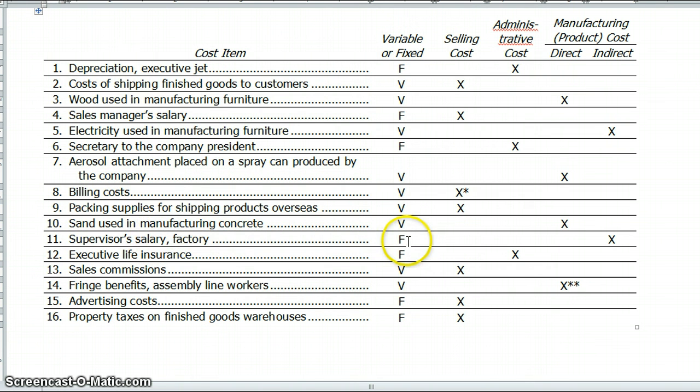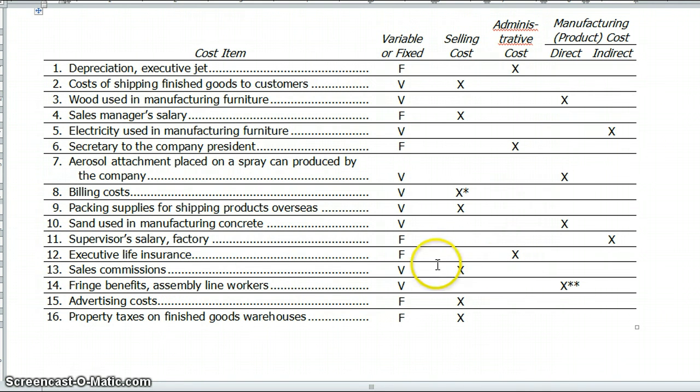Number 11, supervisor's salary in a factory, would be fixed. The salary, fixed, would be an indirect manufacturing cost. The supervisor doesn't touch the actual product being made, therefore it's not a direct labor cost, and instead is an indirect labor cost or manufacturing overhead.